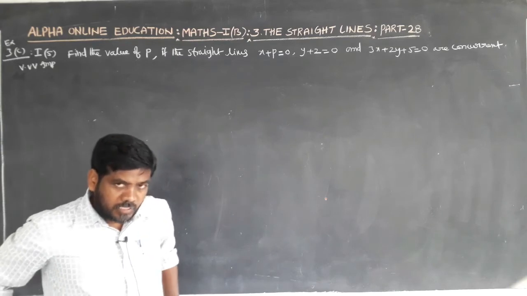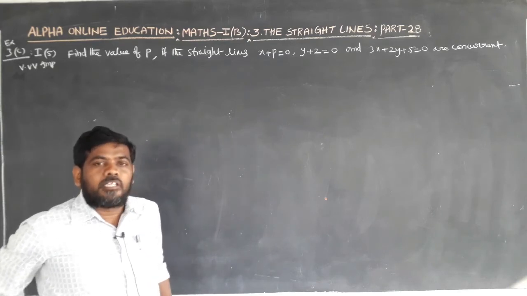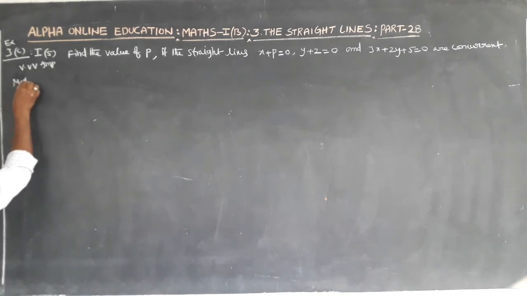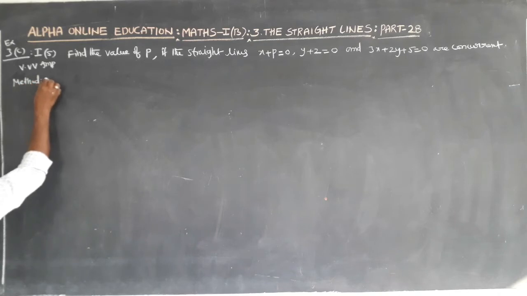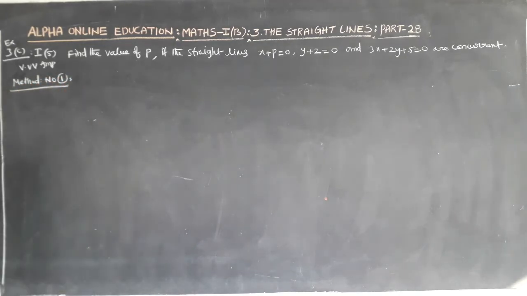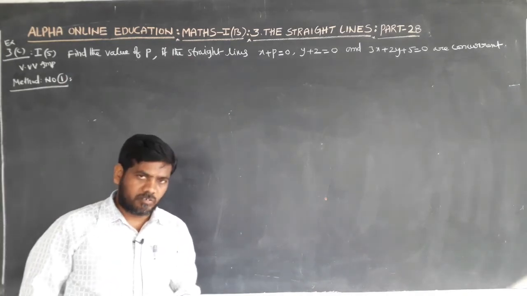We solve this problem in 2 methods. Listen carefully. First method is method number 1. First method: if the 3 lines are concurrent, then the determinant is equal to 0.